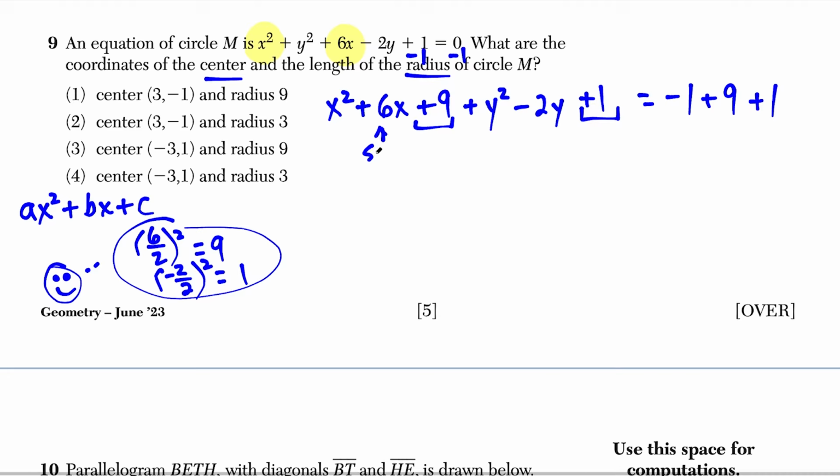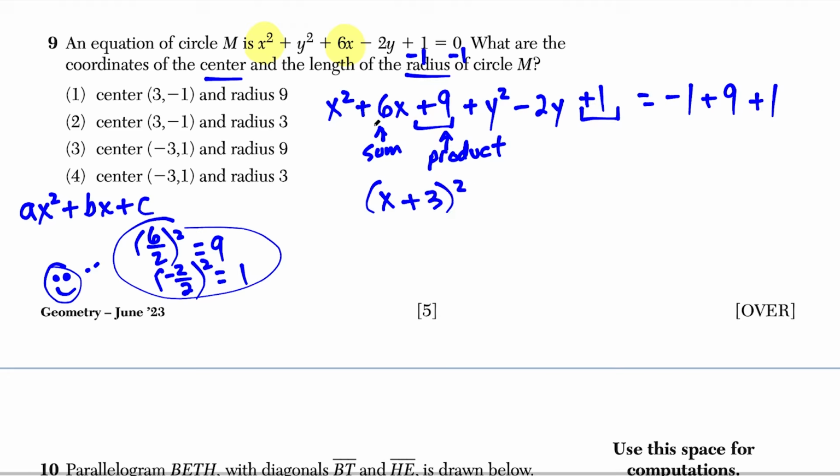If I look for two numbers that have a sum of 6 and a product of 9, the two numbers would be 3 and 3. So this would factor nicely to x plus 3 times x plus 3. And if I think about this, x plus 3 times x plus 3 is just x plus 3 squared. So I'll just write that all at once. We're going to have x plus 3 squared.